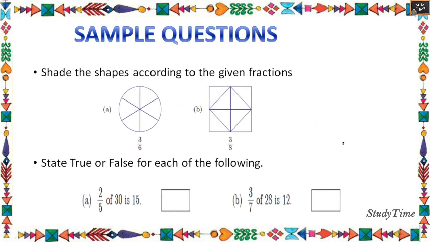Shade the shapes according to the given fraction. 3 by 6. So 3 parts should be colored. 3 by 8. So again here also 3 parts should be colored.